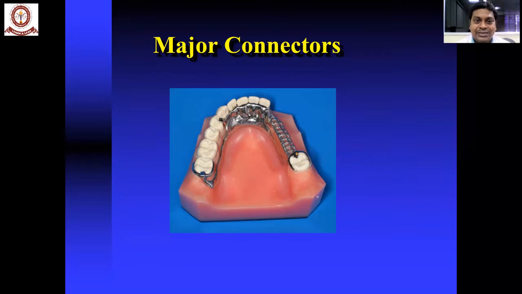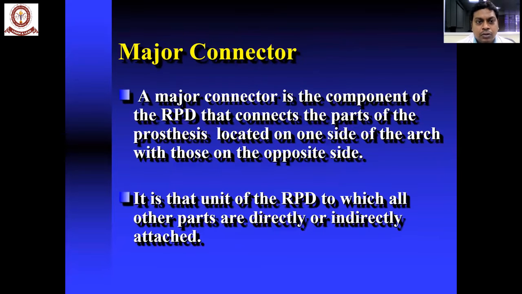Major connectors can be classified into two: the mandibular major connector and the maxillary major connector. We are going to see each one by one. But before that, what is a major connector? A major connector is the component of the RPD that connects the parts of the prosthesis located on one side of the arch with those on the opposite side.